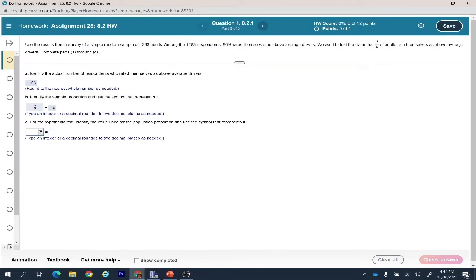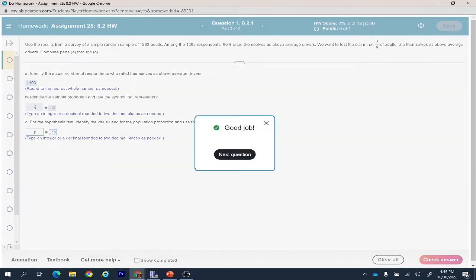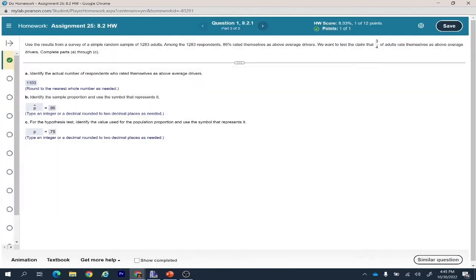Now for the hypothesis test, identify the value used for the population proportion. As you can see here, we want to test the claim that 3/4 of the adults, so this is our population proportion. We use the symbol p for the population proportion, which is 3/4, meaning if you divide 3 by 4, it gives you 75%. So that's our population proportion.